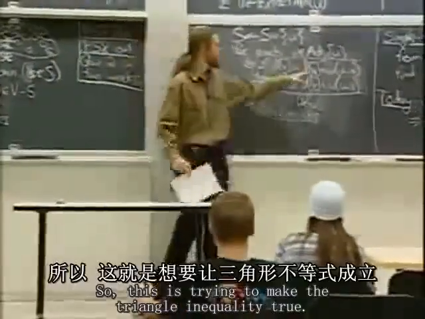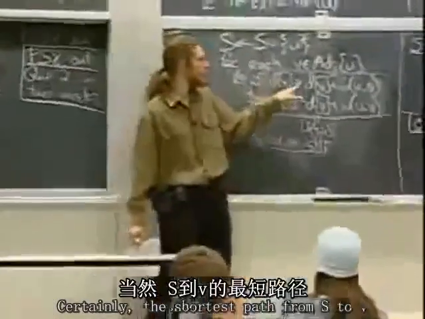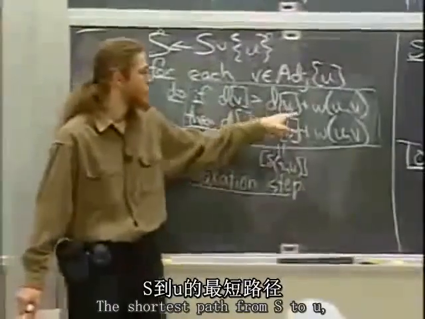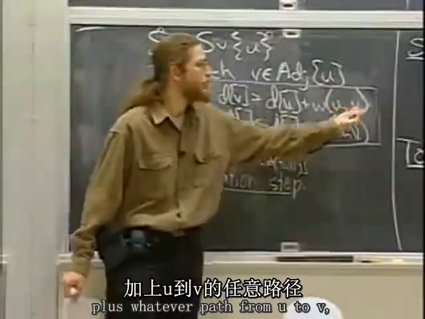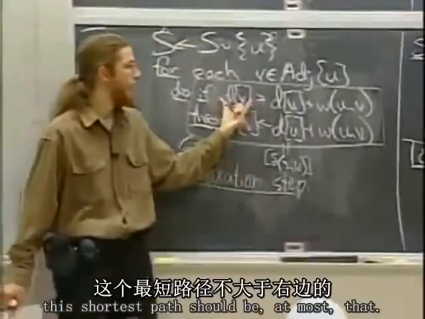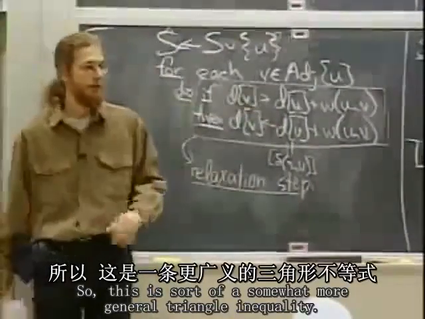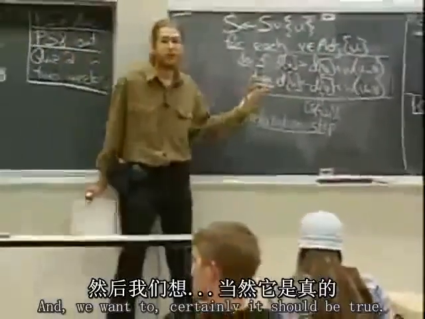So this is trying to make the triangle inequality true. Certainly, the shortest path from S to V should be less than or equal to, not greater than, the shortest path from S to U plus some path from U to V. This shortest path should be at most that. So this is a somewhat more general triangle inequality, and certainly it should be true.